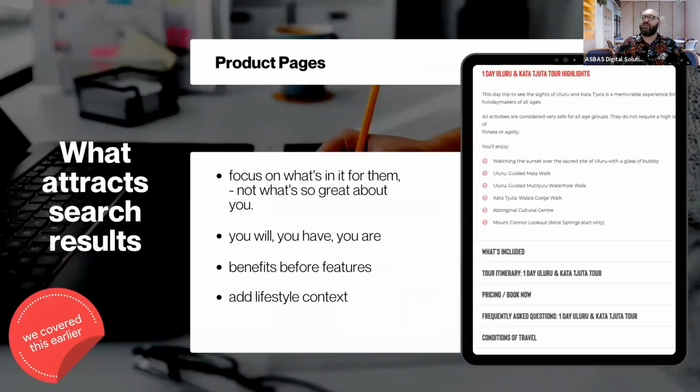So we took a little bit of a look at product pages before. I'm going to expand this out a little bit and look at focusing on what's in it for them. Yeah, we said that. You will, you are, you have, those sort of "you" words. We explained what that was all about. Benefits before features. I'm adding another thing in here called lifestyle context. I'm going to expand on this a bit in here.